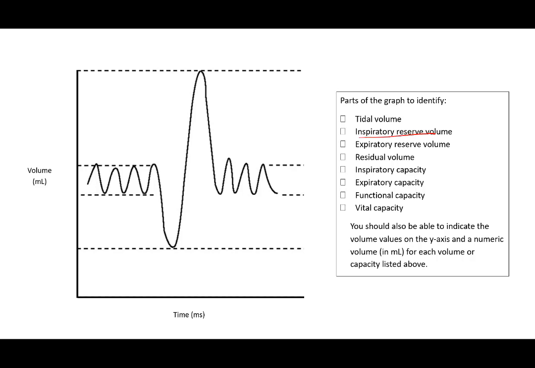Inspiratory reserve volume means anything above that you can breathe in, above the tidal volume. Likewise, expiratory reserve volume is anything below, what you can breathe out beyond a normal breath. So this is a normal breath in and this is a normal breath out. Anything that goes further than that is going to be in our expiratory reserve volume.